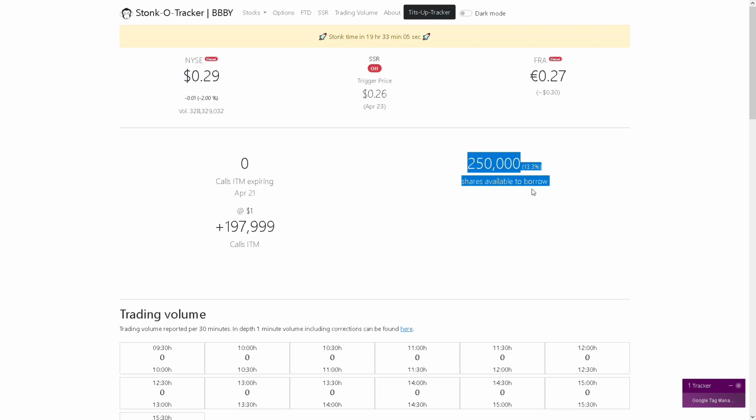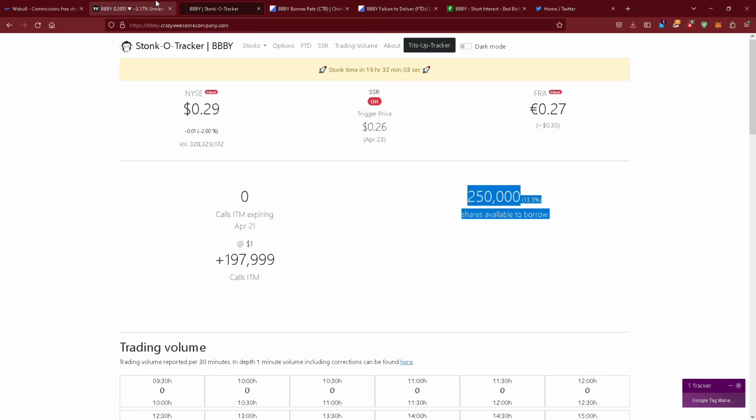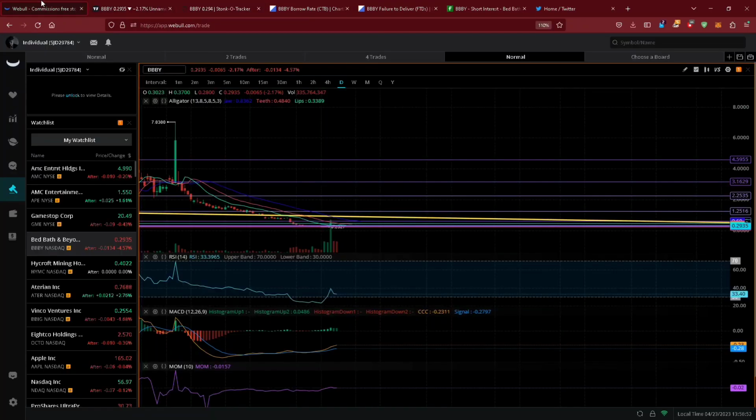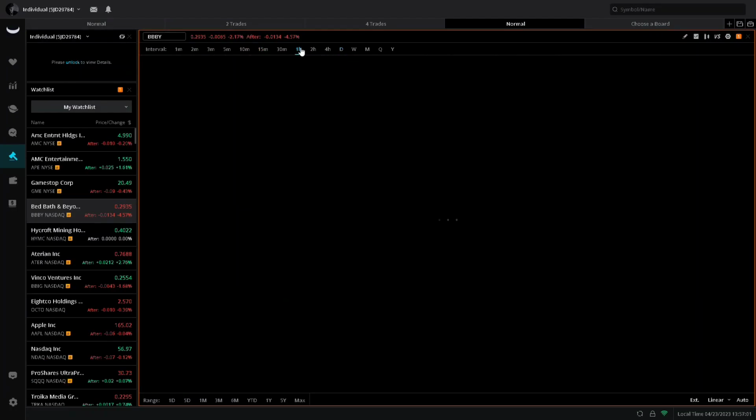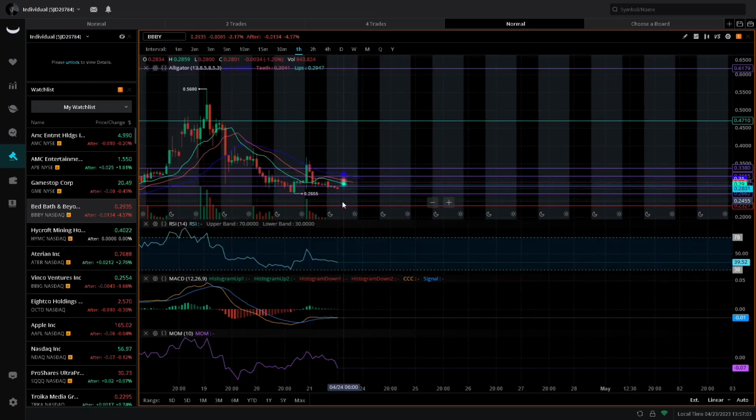Not that many shares available to borrow, so we could see some action to the upside here coming this week. Let's go ahead and look at the technical analysis and see what we're looking at for Bed Bath & Beyond on the technical side of things.